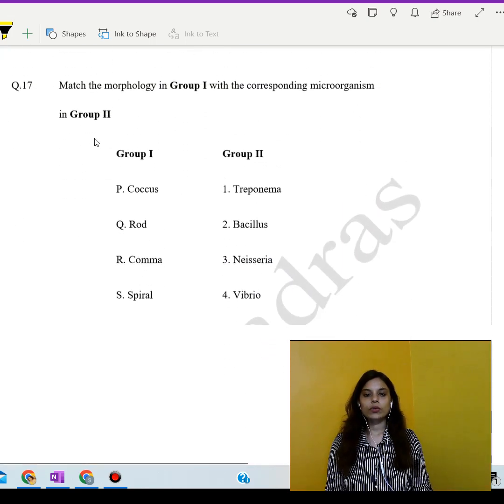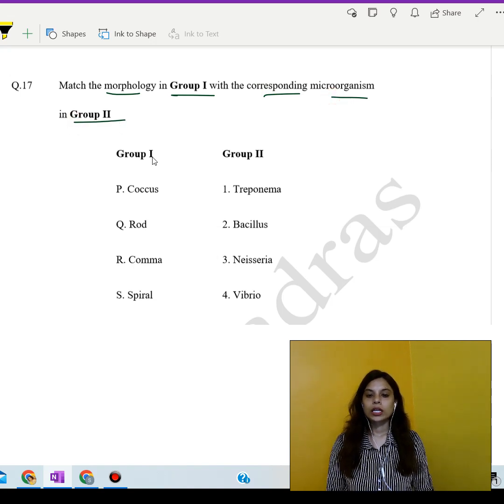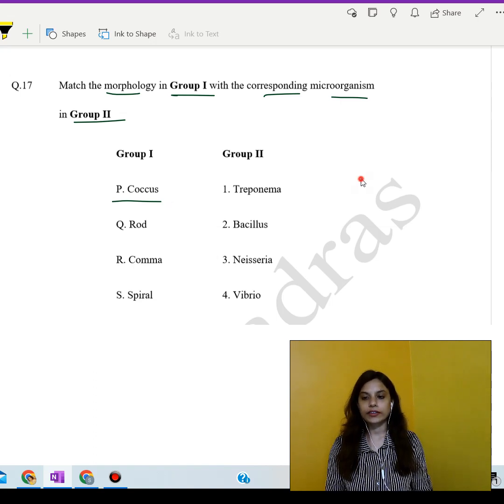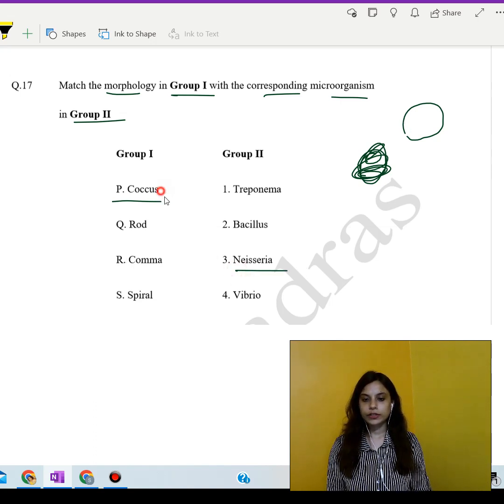So this question is all about matching. Match the morphology in group 1 with the corresponding microorganism in group 2. So with coccus, actually coccus refers to a spherical bacterium. Spherical means you all can understand a kind of circle type, spherical. And the matching microorganism in group 2 would be Neisseria. So with coccus we are matching Neisseria.